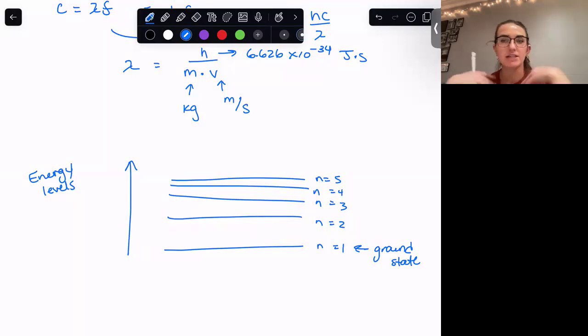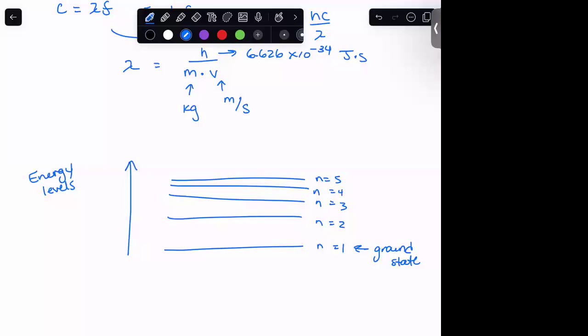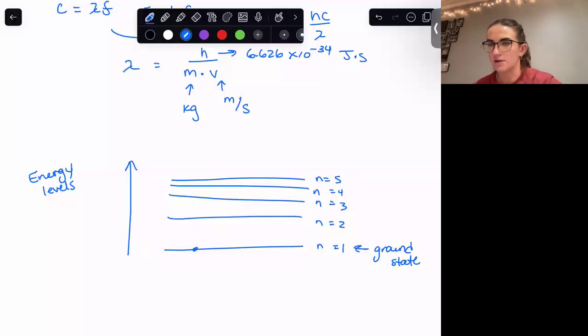If we wanted to go to an excited state or a higher energy level, what do we have to do in order to do that? Absorb. Good. So in order to go from a lower energy level to a higher energy level, whether that be 1 to 3, 2 to 4, or 3 to infinity, we have to absorb energy.